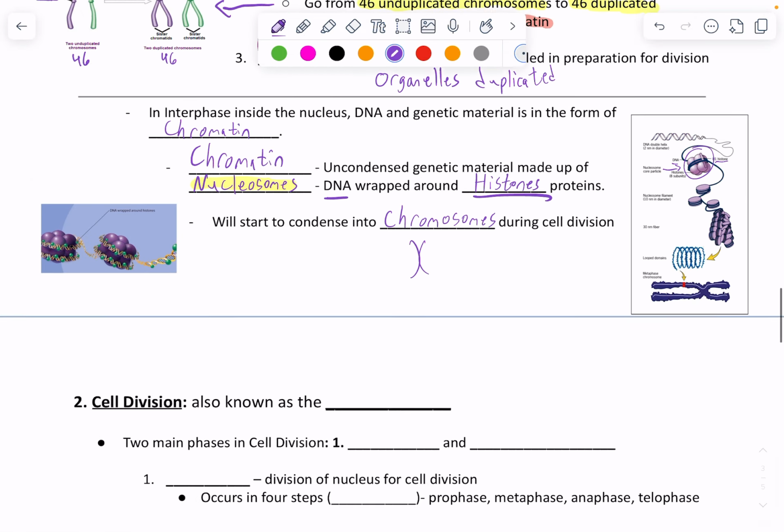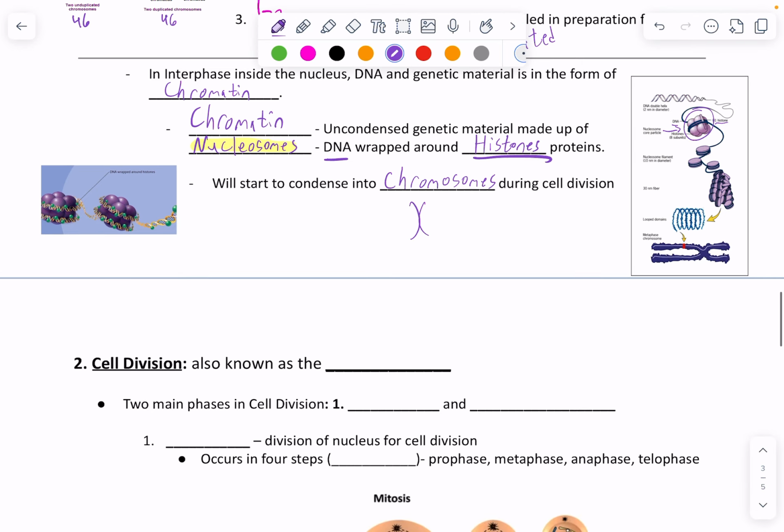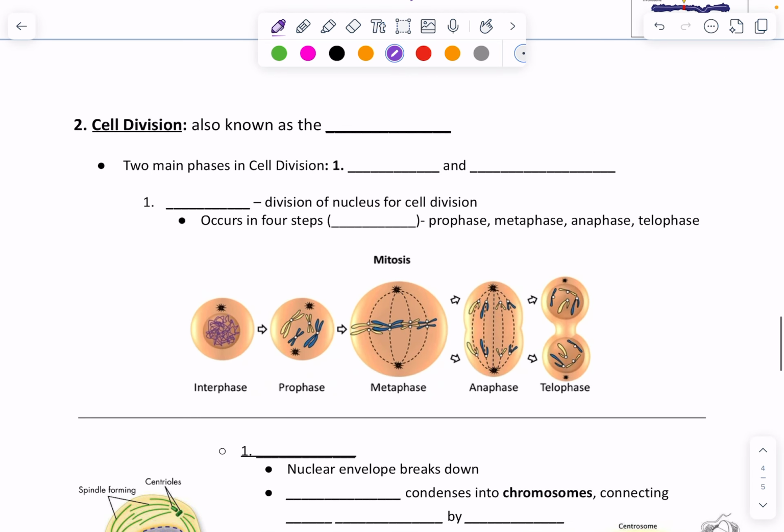So that's basically it for interphase. Now we get to the more action part of the cell cycle, which is cell division. Super important to know: cell division is also known as the M phase. This is not just talking about mitosis. This is talking about mitosis and cytokinesis.